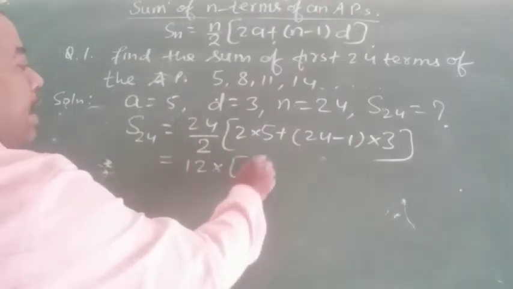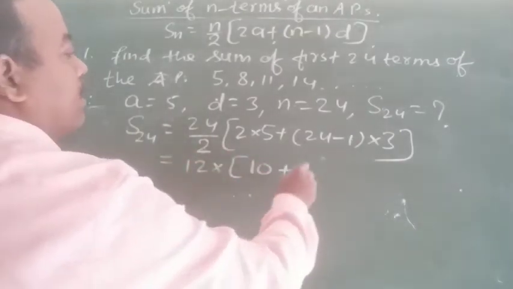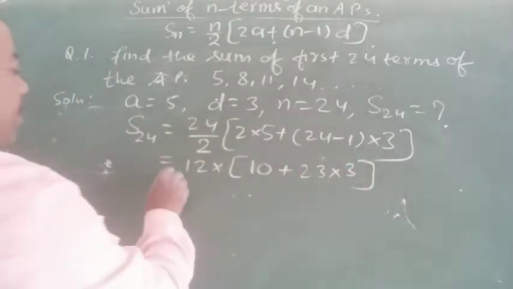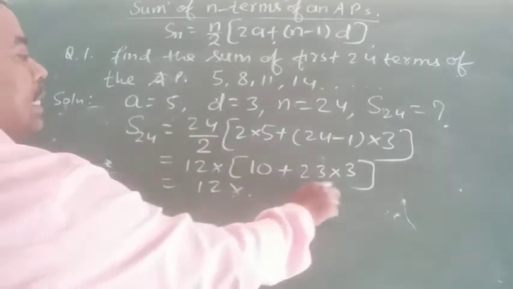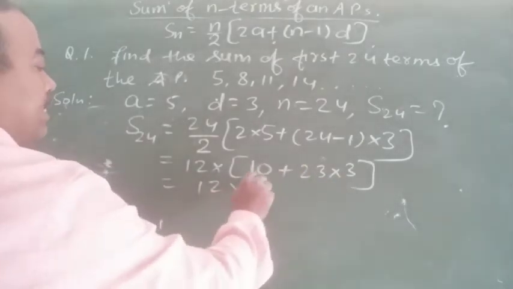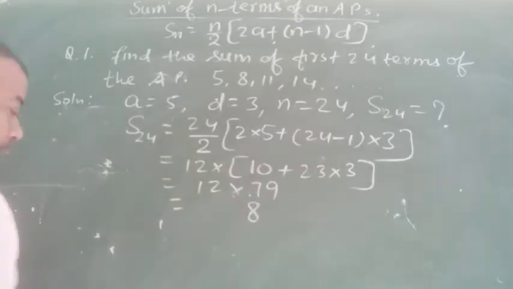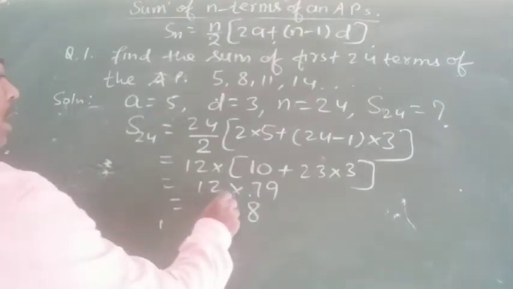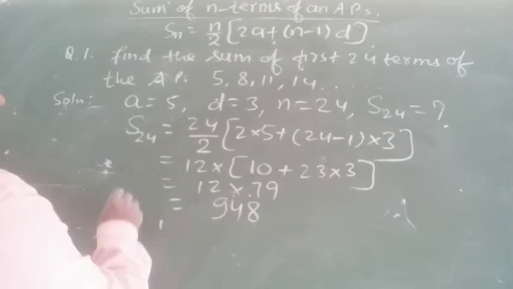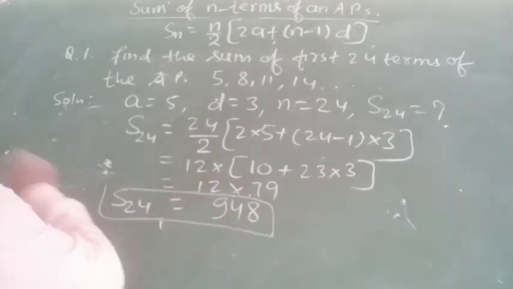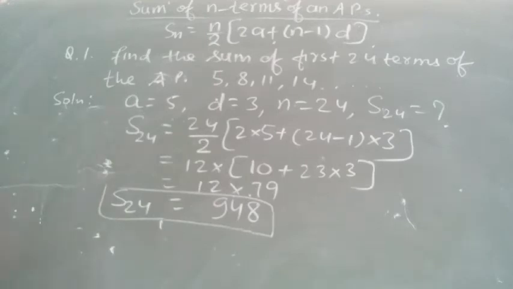Now, 12 into (10 plus 23 into 3). 23 into 3 is 69, plus 10 is 79. Now 12 into 79: 12 nines are 108, 12 into 70 is 840, so 948. So the sum of 24 terms is 948. Clear, my dear?